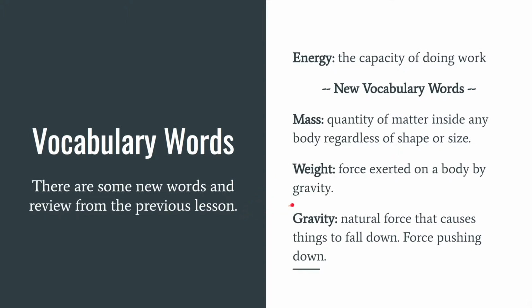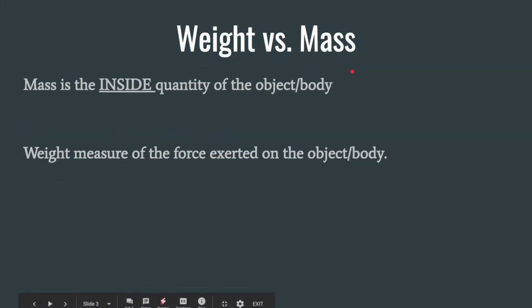And gravity is a new word. It's the natural force that causes things to fall down. Basically, it's the force that's pushing down on it. So that's why we're not flying. Humans can't fly. All right, so let's look at weight versus mass. Mass is basically the inside quantity of the object, while weight measures the force exerted. I know this is a repeat, but I want you to get in your mind: mass is the inside and weight is the force exerted, basically how much gravity is being put on that object.